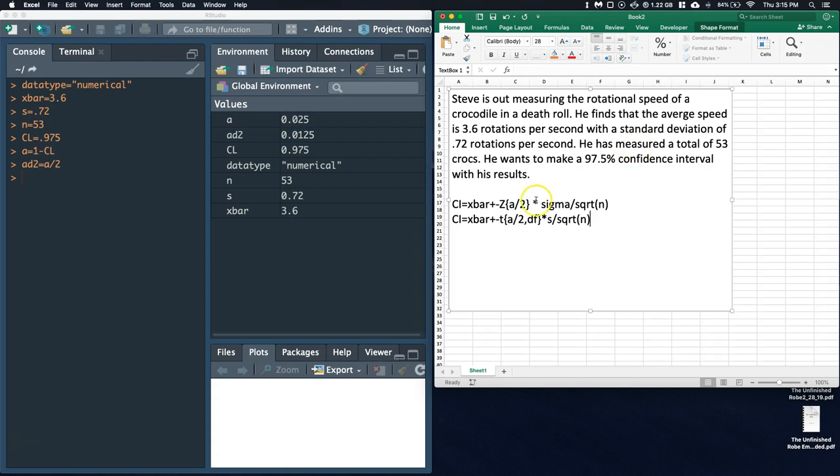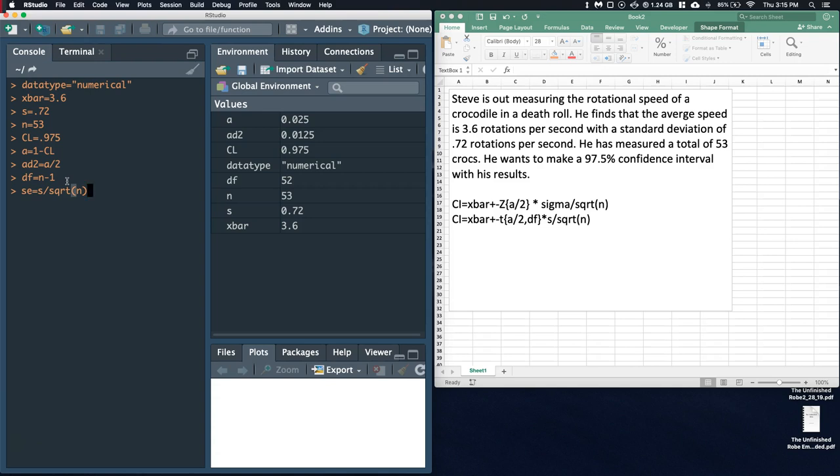So the big thing here is we had to know, are we dealing with sigma, the population standard deviation, or S, the sample standard deviation? And we already decided that we were dealing with S, the sample standard deviation, so we are going to be using this bottom equation. So we're going to need to know our t-score, and we're going to need to know our degrees of freedom. So let's go ahead and figure that out real quick. The degrees of freedom is going to be equal to n minus 1. And so now I've got my degrees of freedom. Okay, I'm really close. Let's go ahead and calculate the standard error. That's going to be s divided by the square root of n.